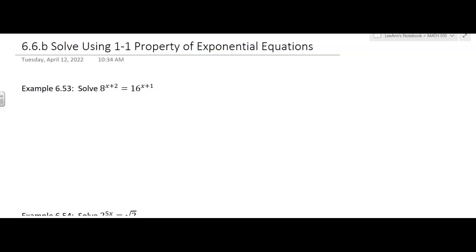Okay, I don't know if I mentioned it, but this is probably my favorite section in the whole course. So now we're going to use that one-to-one property to solve some other exponential equations.